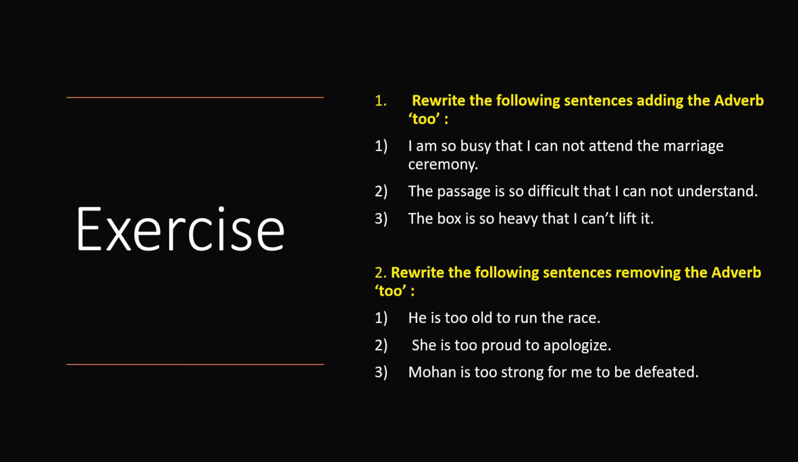Question number 2. Rewrite the following sentences removing the adverb too. First, he is too old to run the race. The answer will be: he is so old that he cannot run the race. Second, she is too proud to apologize. Correct. Your answer is: she is so proud that she cannot apologize.